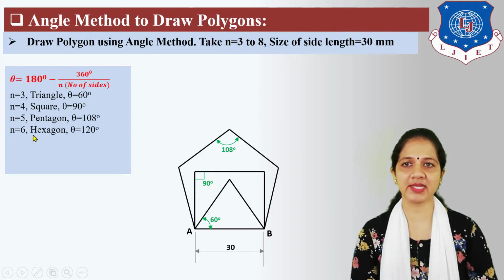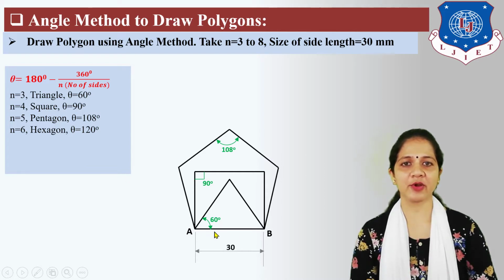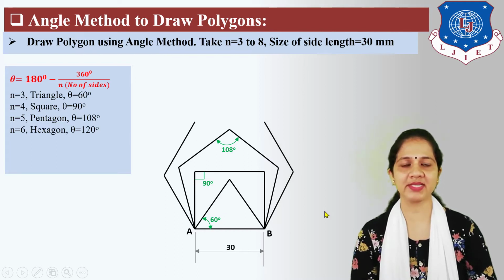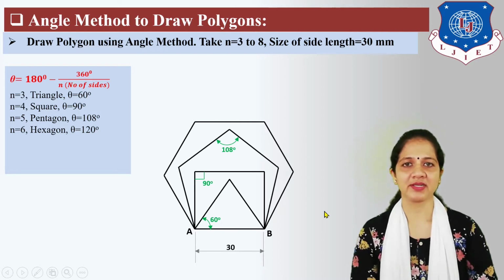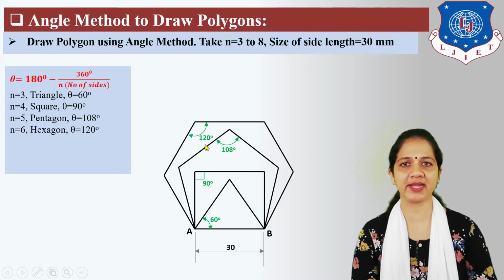Next, n is equal to 6, polygon is hexagon, angle between two sides theta is equal to 120 degree. From A and B point, draw 120 degree angle line having side length 30 mm. Again draw 120-degree angle line from this end point of these two lines having side length 30 mm and complete hexagon. Show any one angle in between two sides which is 120 degree.